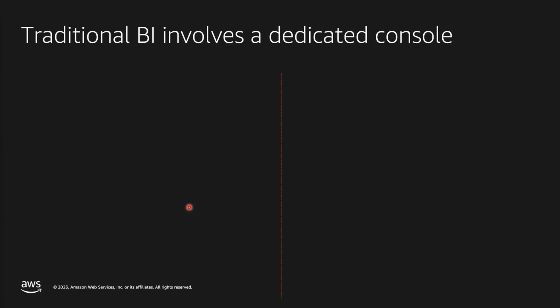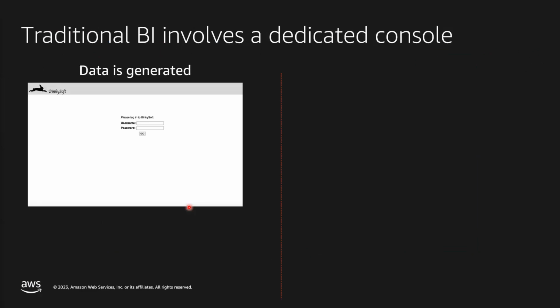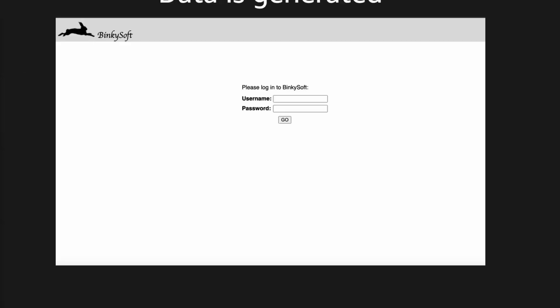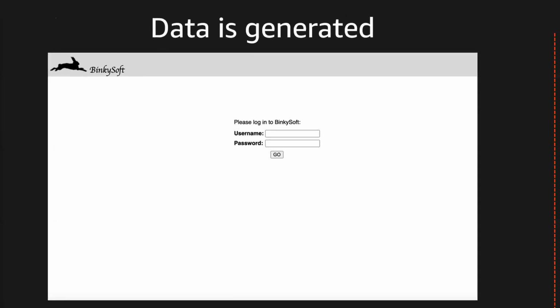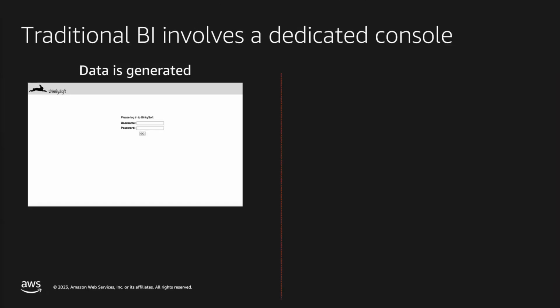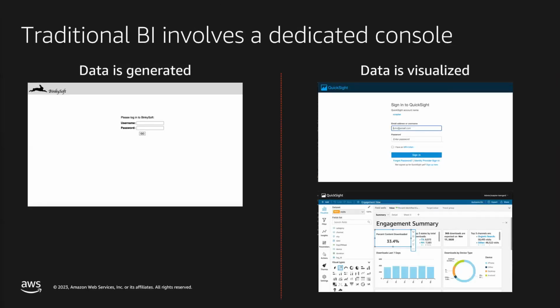Okay, so here basically with traditional BI, we require our users to go into the console and log into whatever system they need, the business intelligence system. In this case, what we are going to offer the customers is the option to log into the system where the data is being generated. So let me show you a little bit how it will look like, so you can see the difference.